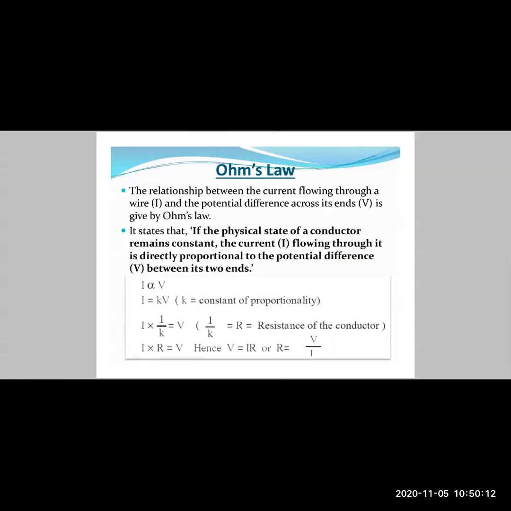The relationship between the current flowing through a wire, I, and the potential difference across its ends, V, is given by Ohm's law. It states that if the physical state of a conductor remains constant, the current flowing through it is directly proportional to the potential difference V between its two ends, right?